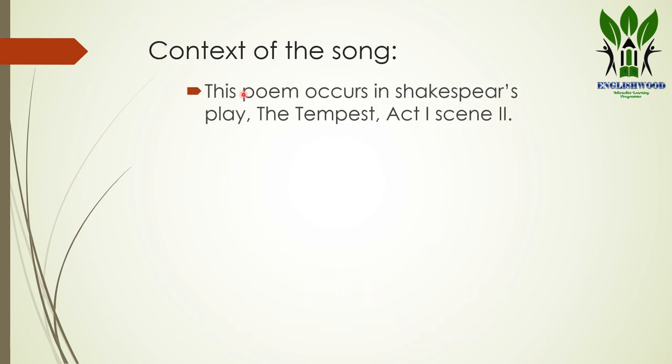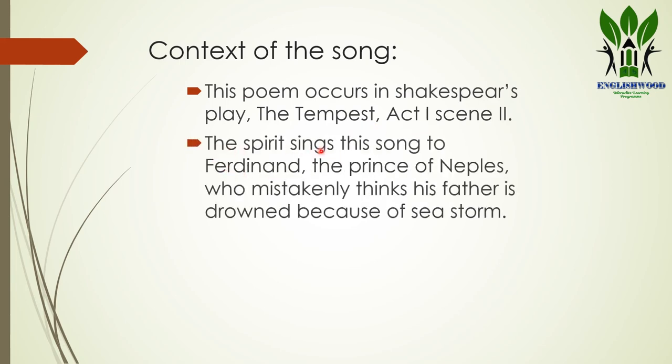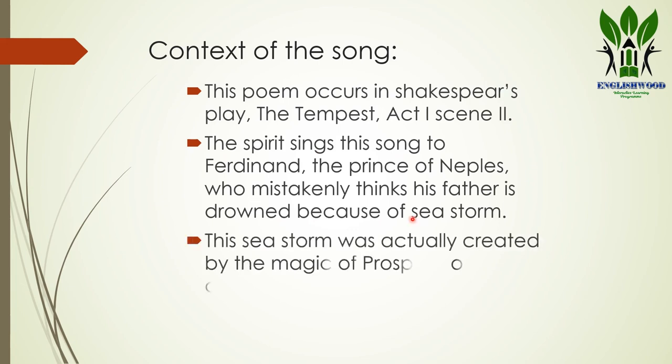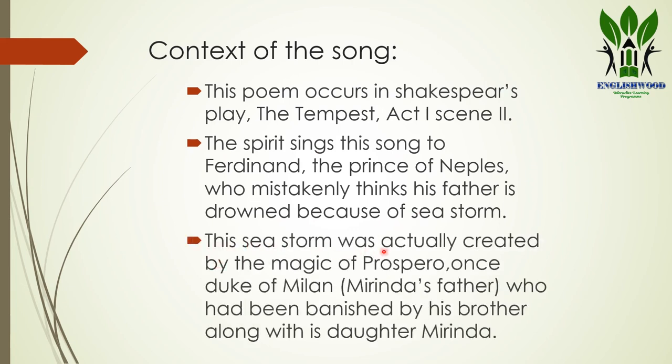So the context of the song is very important. This poem occurs in Shakespeare's play The Tempest, Act 1, Scene 2. The spirit Ariel sings this song to Ferdinand, the Prince of Naples, who mistakenly thinks his father is drowned because of a sea storm. This storm was actually created by the magic of Prospero, once the Duke of Milan, now Miranda's father, who had been banished by his brother along with his daughter Miranda.